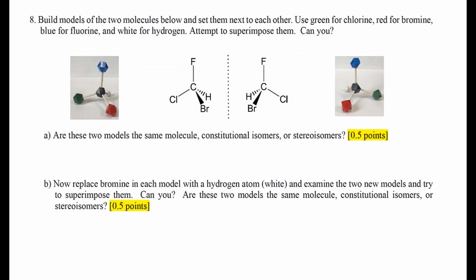Question B asks you to replace the bromine atom and its bond in each model with a hydrogen atom, white, and a pink short bond, and then examine the two models and try to superimpose them. Can you do that now? And if you can, are they the same? Are they constitutional isomers, or are they stereoisomers?